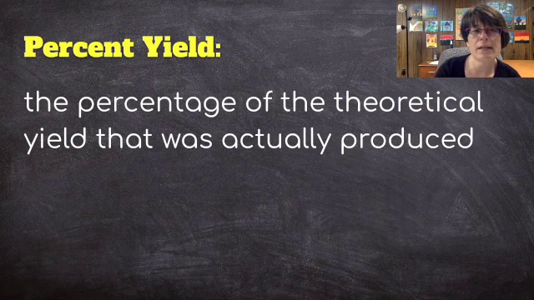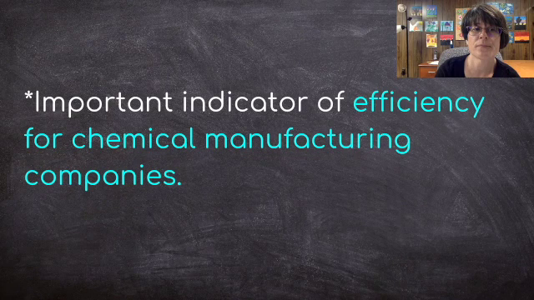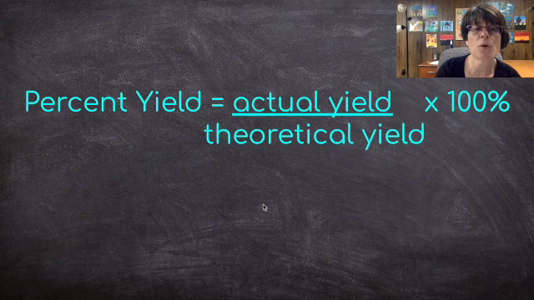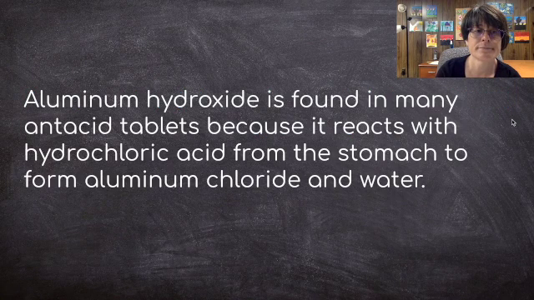So because of this problem, we calculate percent yield. This is the percentage of the theoretical yield that was actually produced. It is an important indicator of efficiency for chemical manufacturing companies. So the percent yield is equal to the actual yield divided by the theoretical yield times 100%. So let's take a look at a problem where we use these equations.